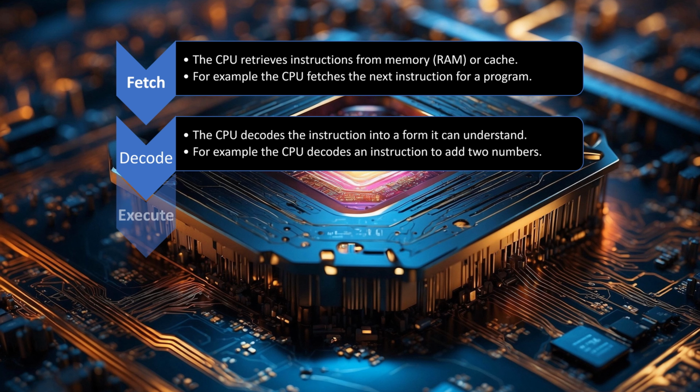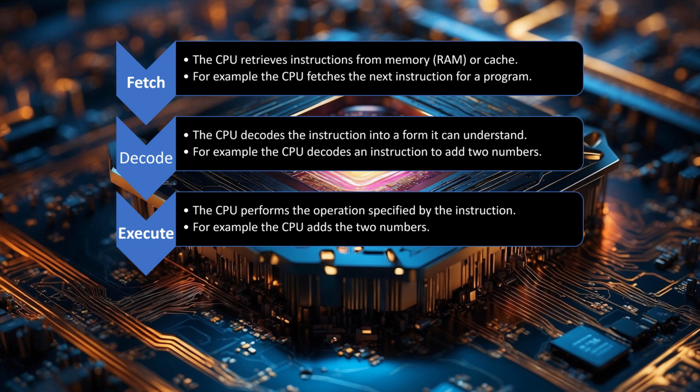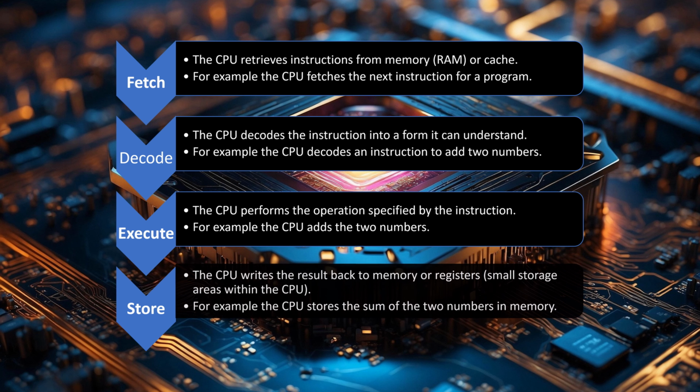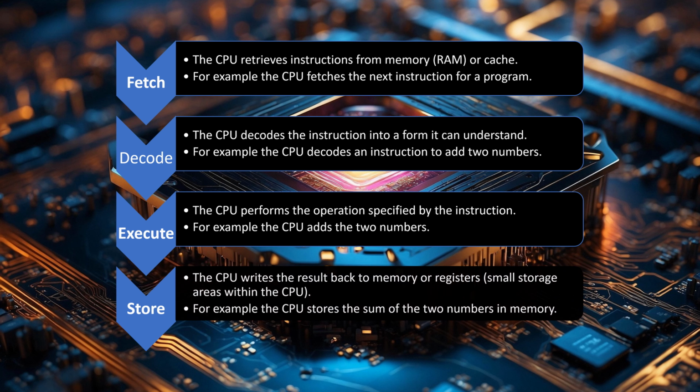Third step is execute. The CPU performs the operation specified by the instruction. For example, the CPU adds the two numbers and stores the result. Fourth step is store. The CPU writes the result back to memory or registers, which are small storage areas within the CPU. For example, the CPU stores the sum of the two numbers in memory.